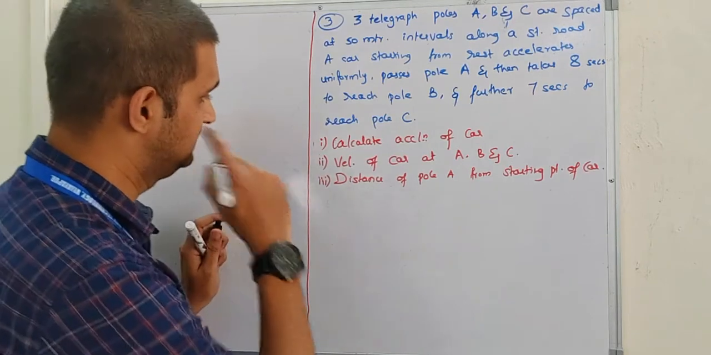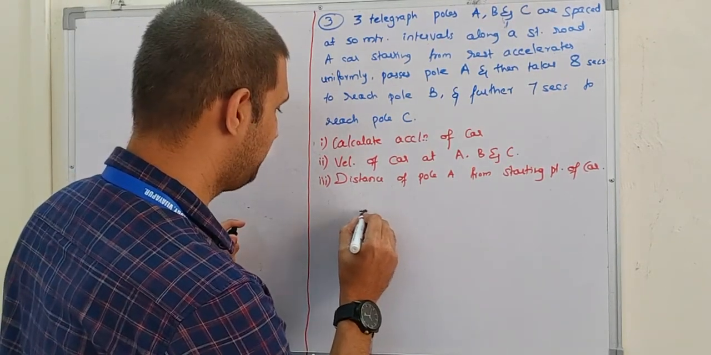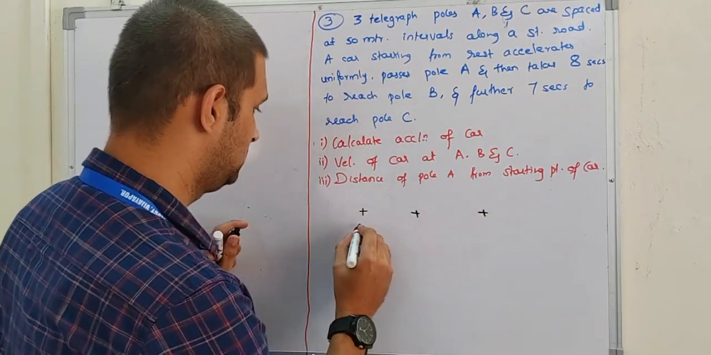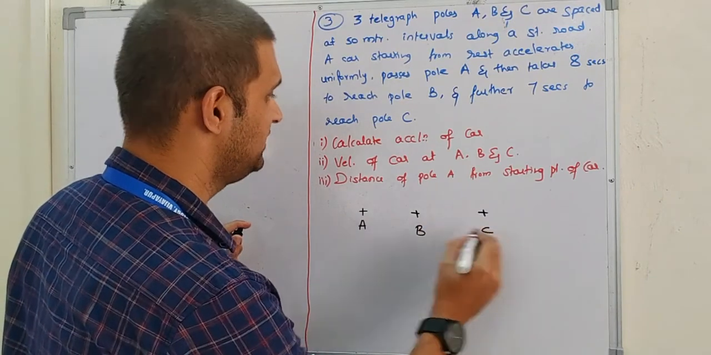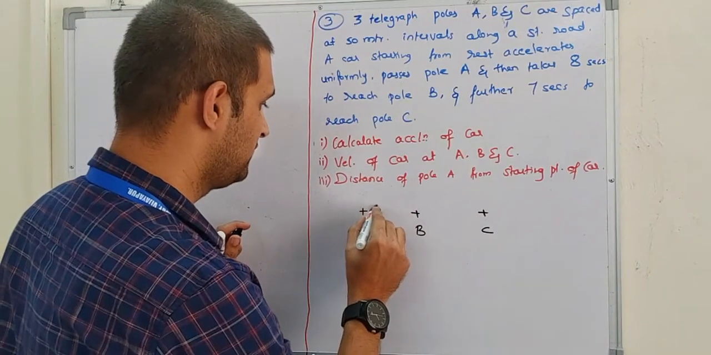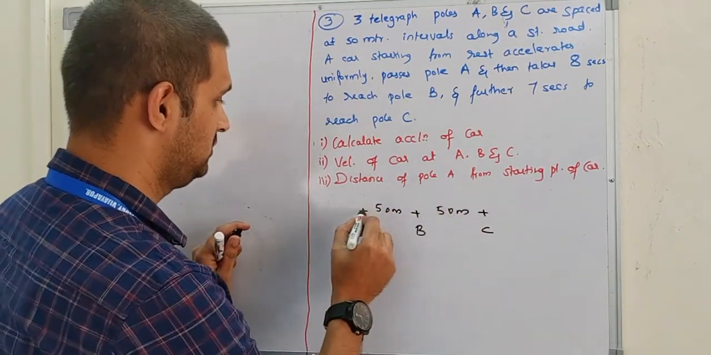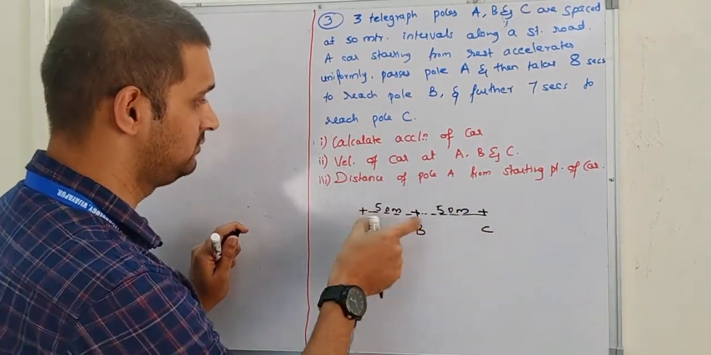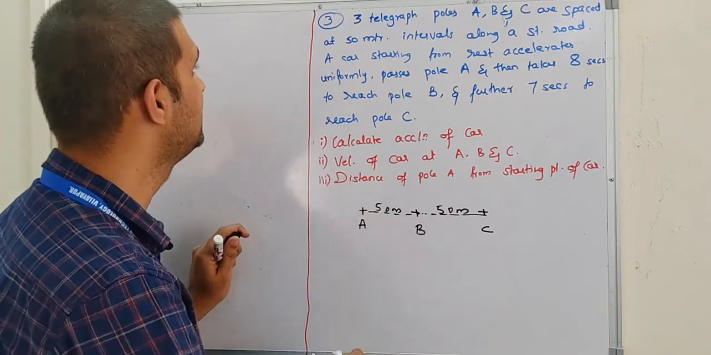What it says, so directly I'll write down the given data. There are 3 telegraph poles along a straight line, that is A, B and C, which are spaced at a distance of 50 meters. They are along a straight line and the spacing between each 2 poles is 50 meters.